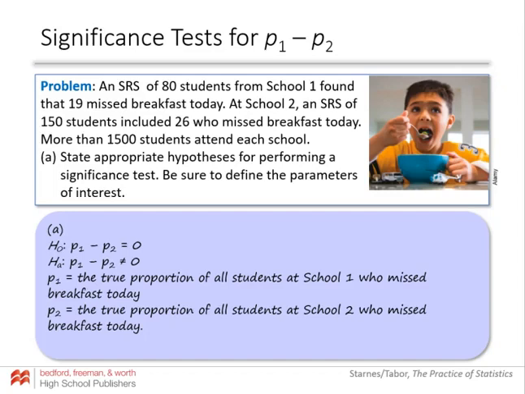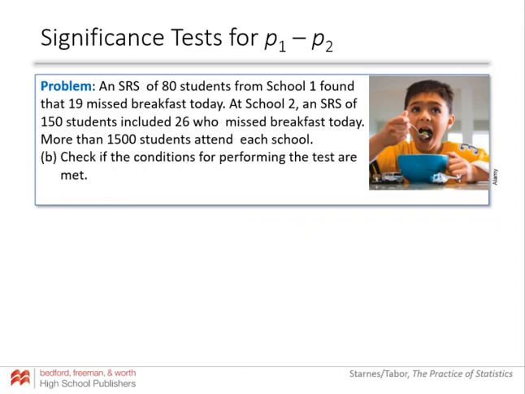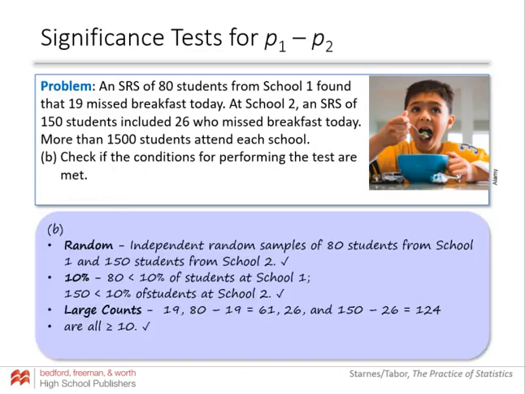And then we have to make sure that we define our proportions. P1 is going to be the proportion of students at school 1, and P2 is going to be the proportion of students at school 2. Then we've got to check our conditions. For random, we know our samples were selected independently of each other and that they were both done randomly, so we're good there. For 10%, we are sampling from a larger population, so we have to check this condition for both schools, and we're good there. And then large counts, all of our numbers are at least 10, so we are good.